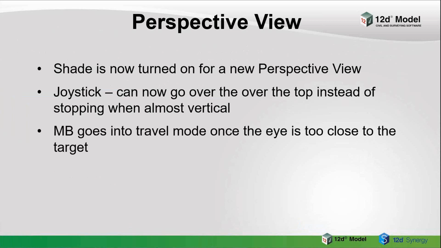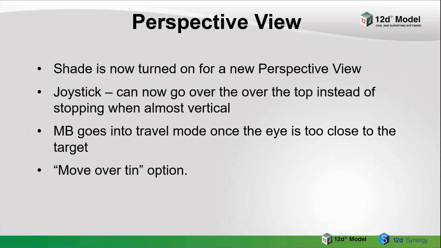Also, with the middle mouse button, as you use your little wheel and wheel in, you're moving the eye towards your target, but there comes a point that it's so close it would just stop. What happens now is if you get to that point, we go into what's called a travel mode where we move both the eye and the target forward. So you still can keep moving and then go back again. Often you go wheel mouse in and it just seems to stop, and you're going, why? But that'll help that one for you.